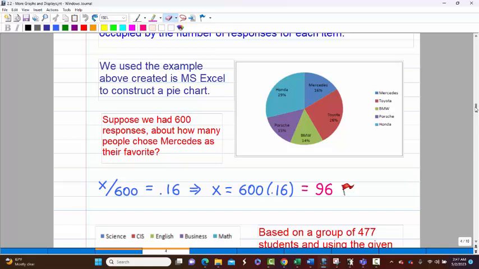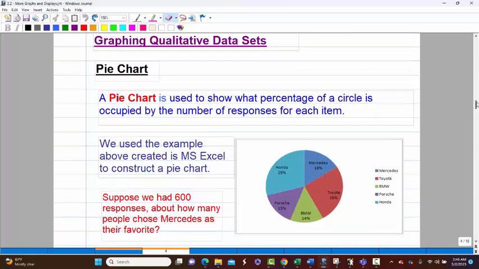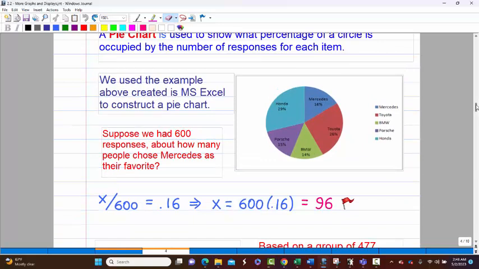Now, I used values to create this, but I'm not showing you what they are. Let's say you were only provided these 5 auto manufacturers. Obviously I didn't include every one of them. Out of these 5, Mercedes, Toyota, BMW, Porsche, and Honda, out of 600 responses, we're asking people to pick one of those 5 as their favorite. So a pie chart breaks it down, the whole pie is 100%.